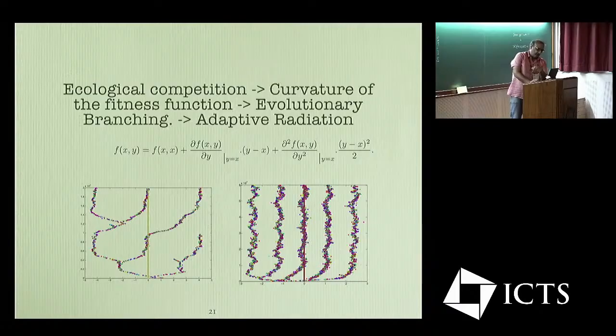So this is essentially the summary: ecological competition mathematically implies a certain curvature of the fitness function, which leads to evolutionary branching iteratively through many generations, which leads to adaptive radiation, which is essentially the proliferation of many species across the environment.